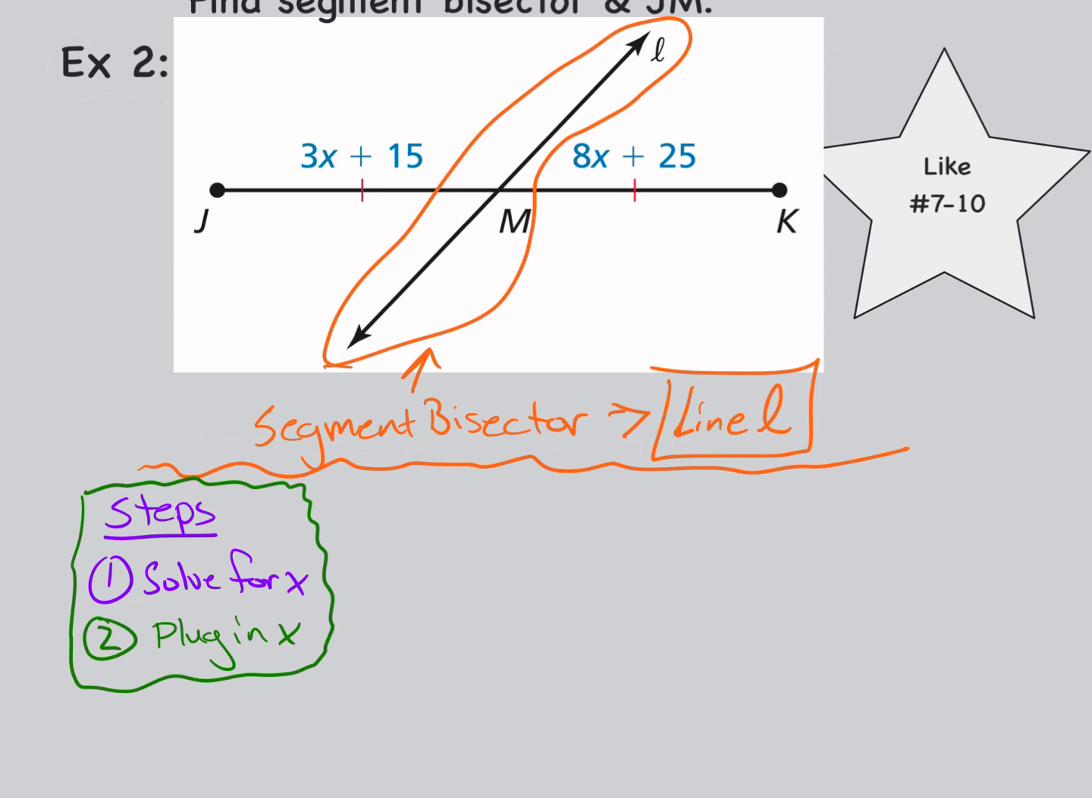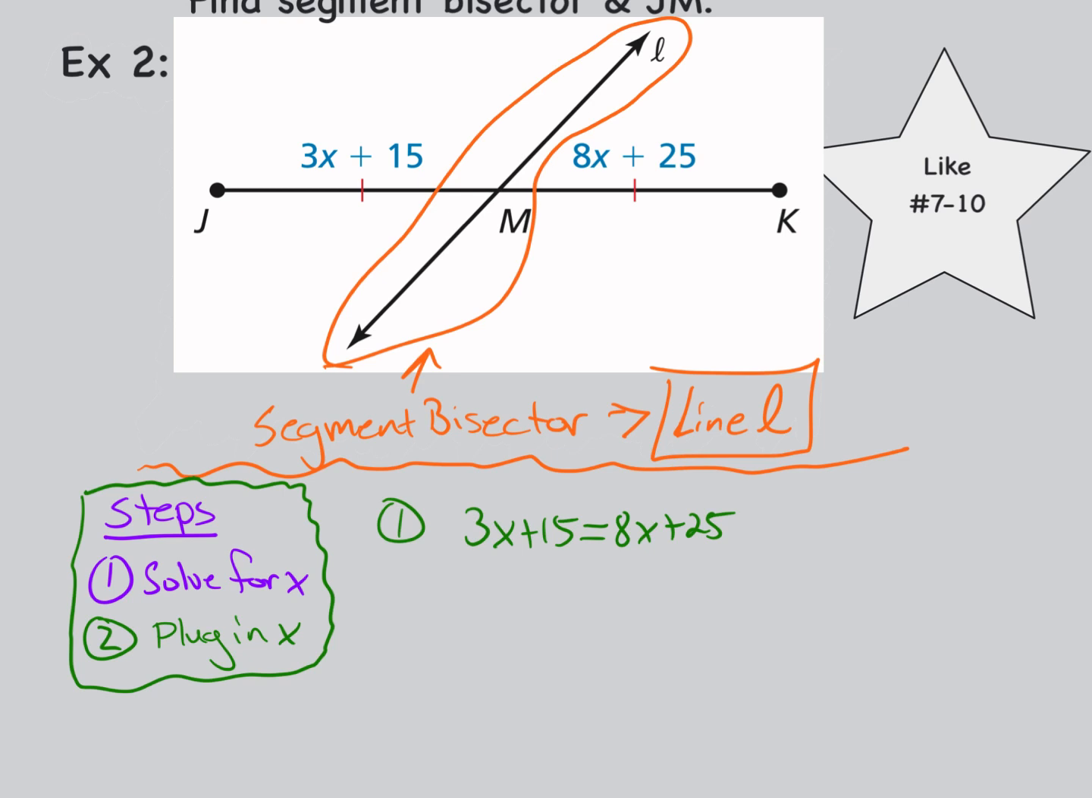Each side is congruent. So if it's congruent, I know that 3x plus 15 on this side is equal to 8x plus 25, right? So what I need to do is set those equal to each other. The first step is we're going to solve for x: 3x plus 15, and we have 8x plus 25. They equal each other, so put an equal sign between them. That makes logical sense, right?